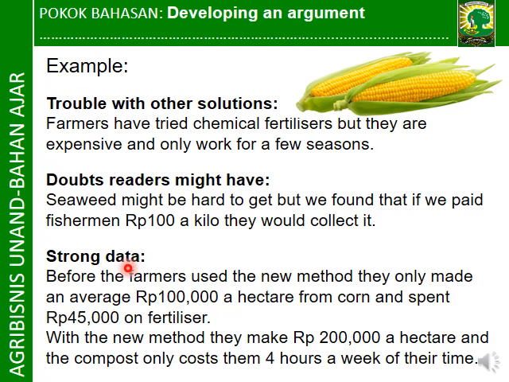And lastly, strong data. Before the farmers used the new method, they only made an average of 100,000 rupiah a hectare from corn and spent 45,000 on fertilizer. With the new method, they make 200,000 a hectare, and the compost only costs them 4 hours a week of their time. Berarti untung bersih mereka jauh lebih tinggi kalau pakai metode ini. Ini buktinya.